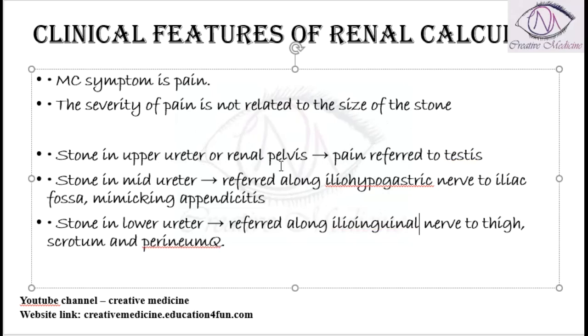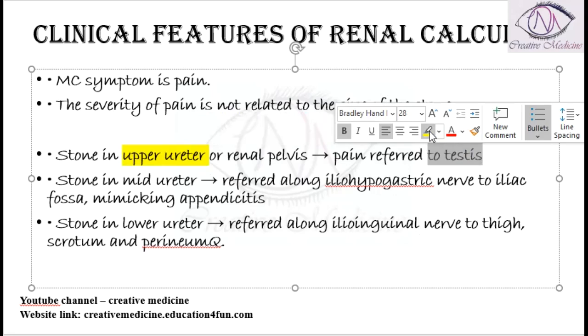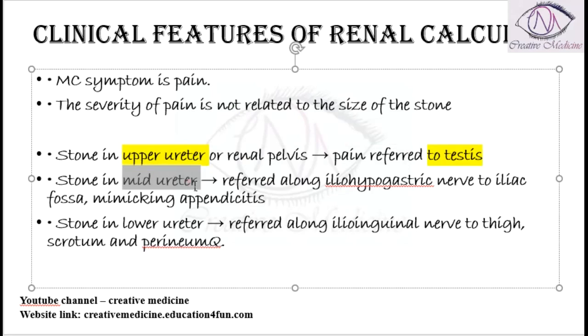That means if the obstruction is in the upper ureter, then the pain is referred to the testis. If the stone is in the middle ureter, then the pain is referred along the iliohypogastric nerve.